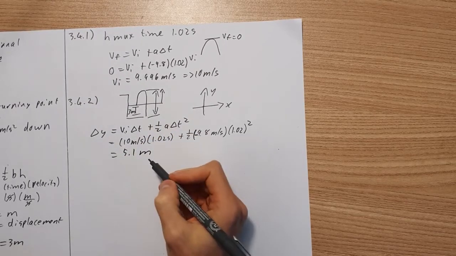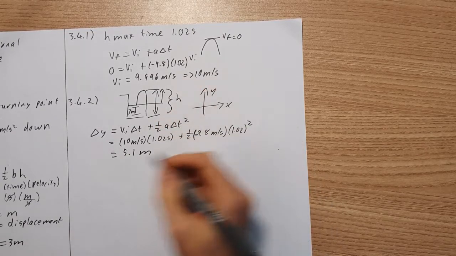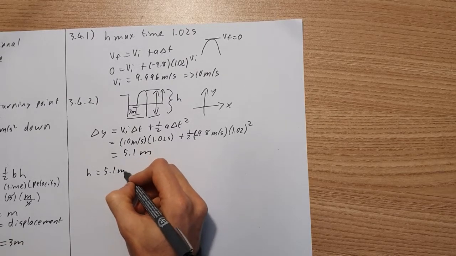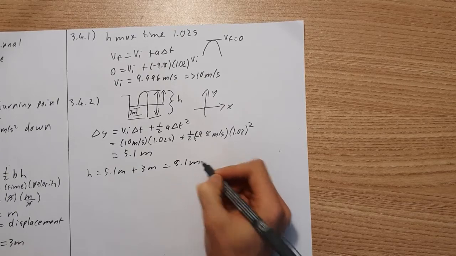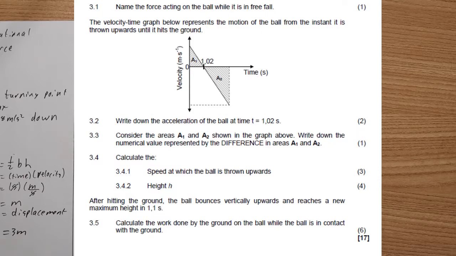Okay, but we're not done. They want the entire h, so we want the whole height here, h. So now we say that h equals 5.1 meters plus the 3 meters, and that's going to give you 8.1 meters.